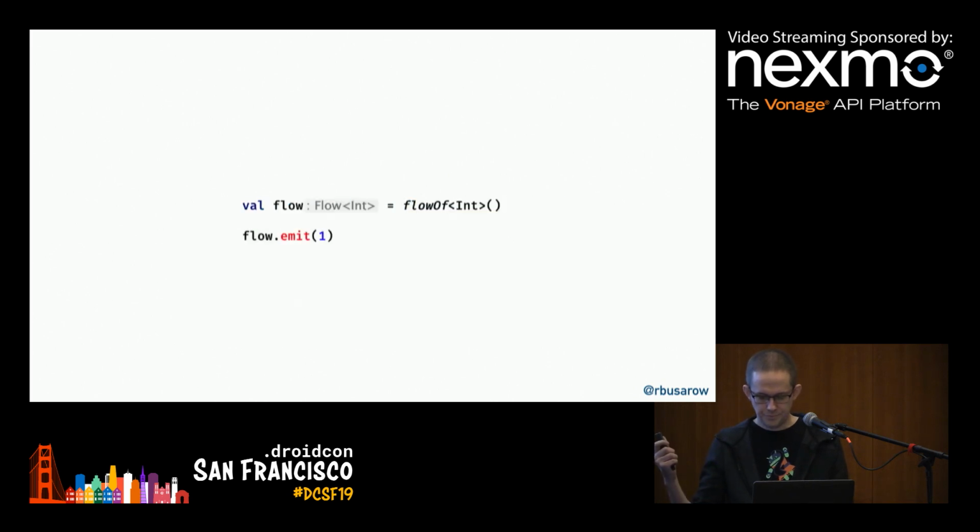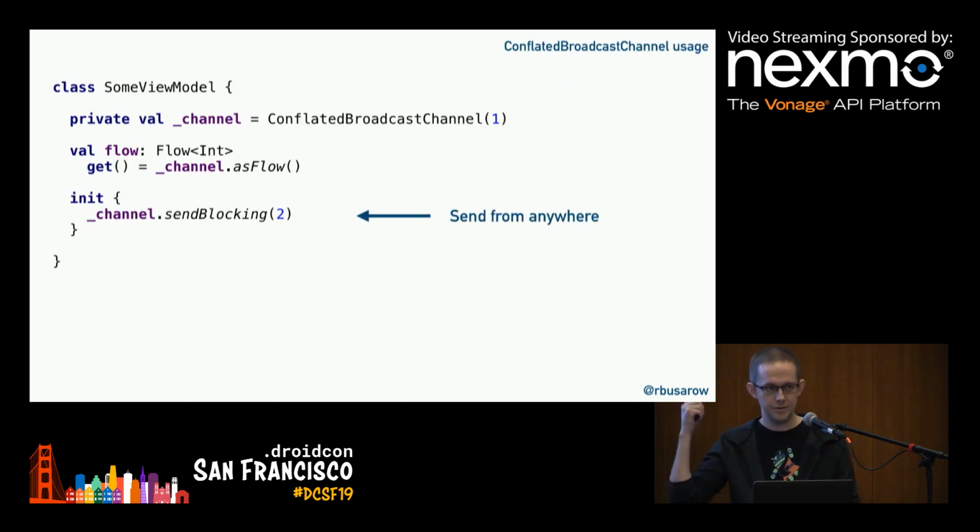So if you try to do a .emit on a flow from outside, you've seen it working in these lambdas, but you can't access it because that's actually a function on something internal to Flow. What you need to do instead is to use our old friend, the conflated broadcast channel. You can convert that to a flow simply with asFlow, but it's also stateful. And it's a good concurrency primitive to make sure that you have these atomic operations.